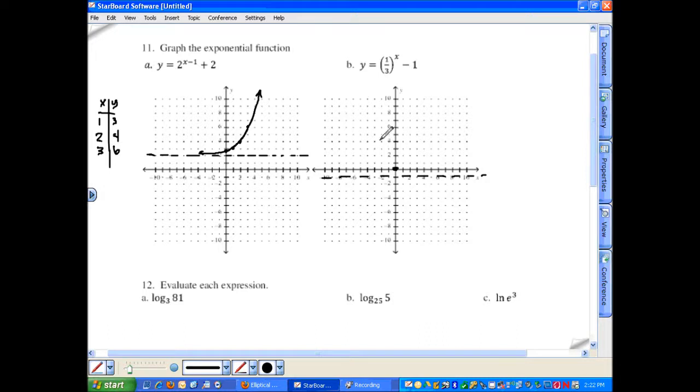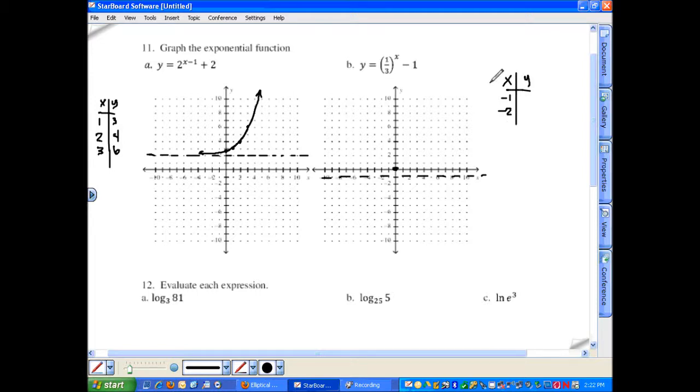So I want to choose x values on the left side of the y-axis so we can get a good idea of how the graph is decreasing before it eventually begins to level out. So for our x table, I'm going to choose values on the left side of the y-axis.